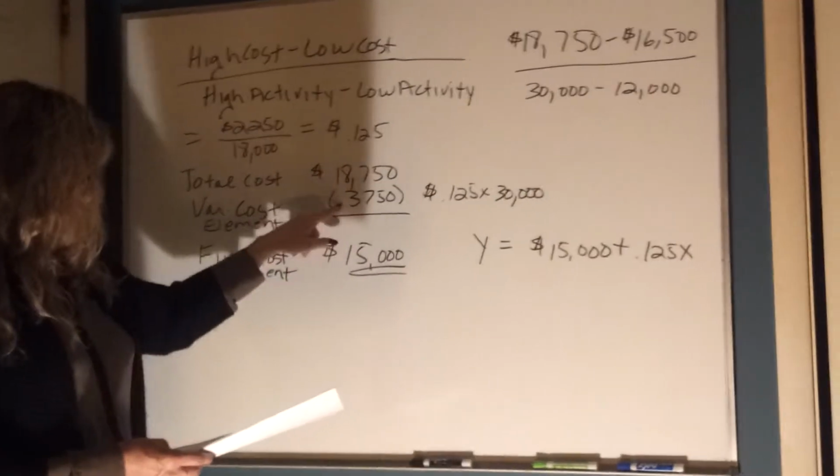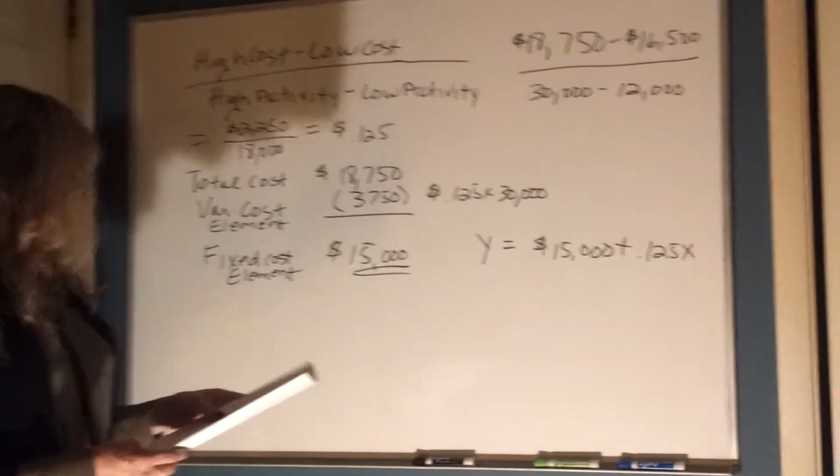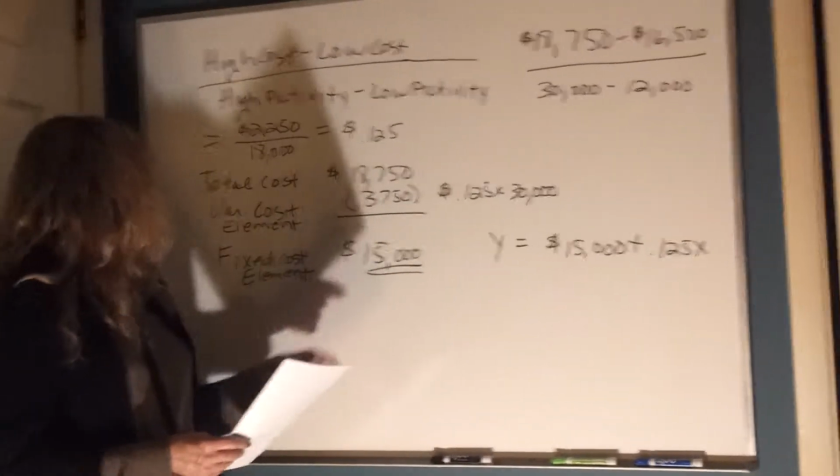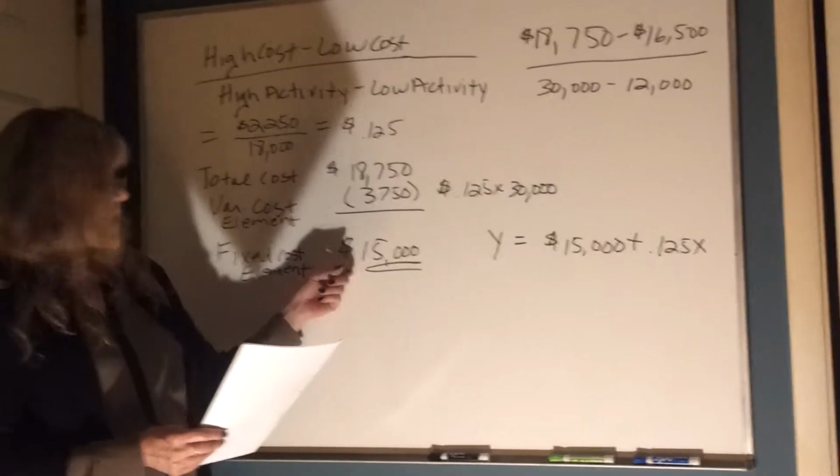I'll subtract 3,750 from 18,750, and that'll give me 15,000. So my fixed element is 15,000.